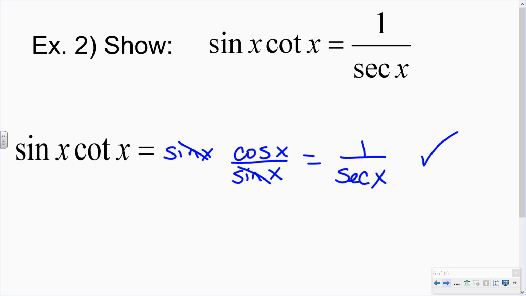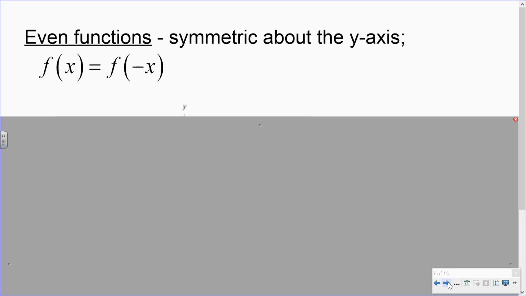Okay, a little bit of definition here. Even and odd, we know what those words mean when we talk about numbers. They're going to mean something different now that we're talking about graphs. When we're talking about graphs, even means symmetric about the y-axis, and then we'll do odd in a moment on the next slide.